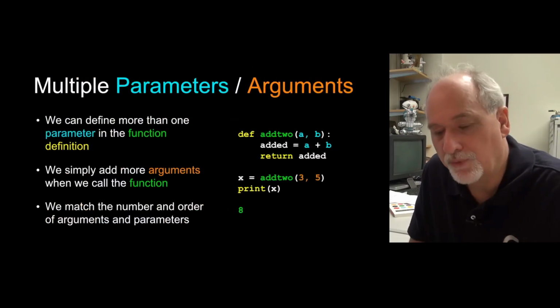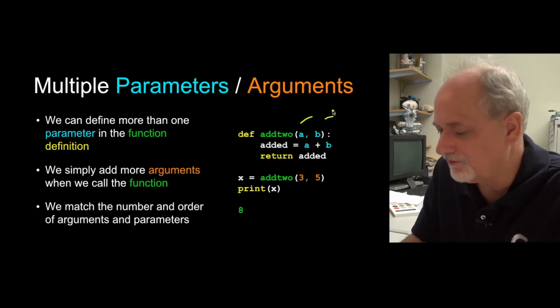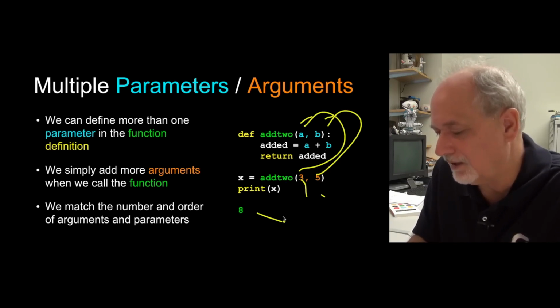You can have more than one parameter, and they're just in order. The first one and the second one, 3 and 5. So 3 becomes a and 5 becomes b, and away we go. So we just use this to add 2 numbers, and so 3 plus 5 is 8.